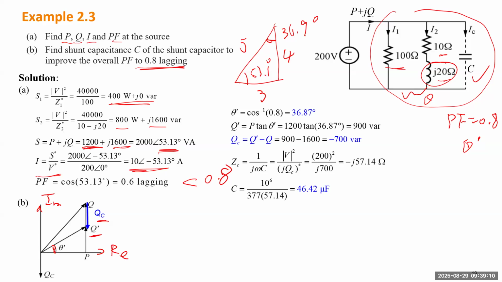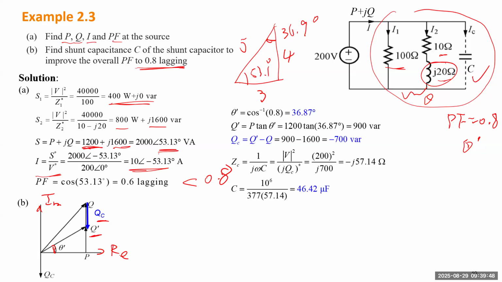The new reactive power, this Q prime, which is the overall reactive power of the three branches together, will be, because we keep the P unchanged, using the new power factor, 900. So we'll decrease from 1600 to 900. From 900, we know the QC will be negative 700 var. In the slides, I ignored some details, but I will make up those details to make it clear. So the QC will be negative 700 var, which means it is a reactive source.